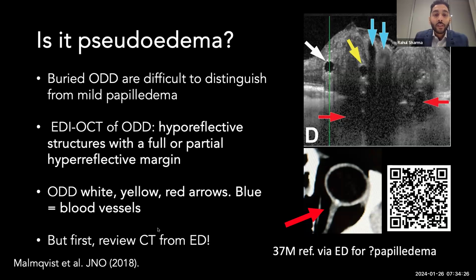And if you're looking at the scan, what you are looking for is a signal poor area, a hypo-reflective space, often with a hyper-reflective margin that's shown by the white, yellow, and red arrows. The blue are blood vessels.